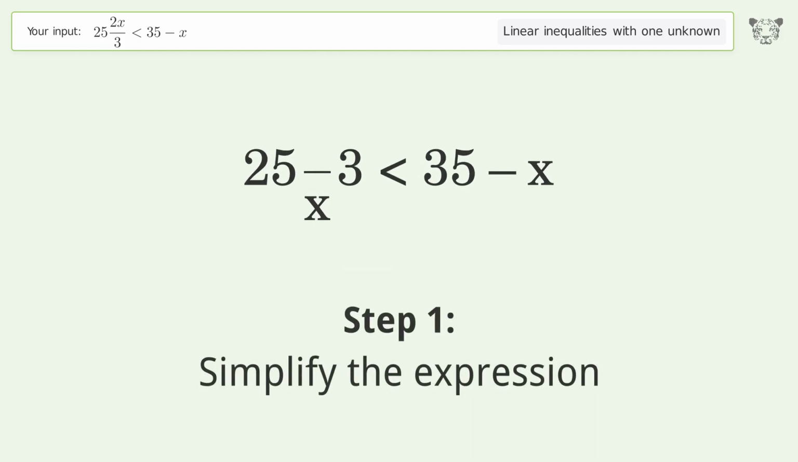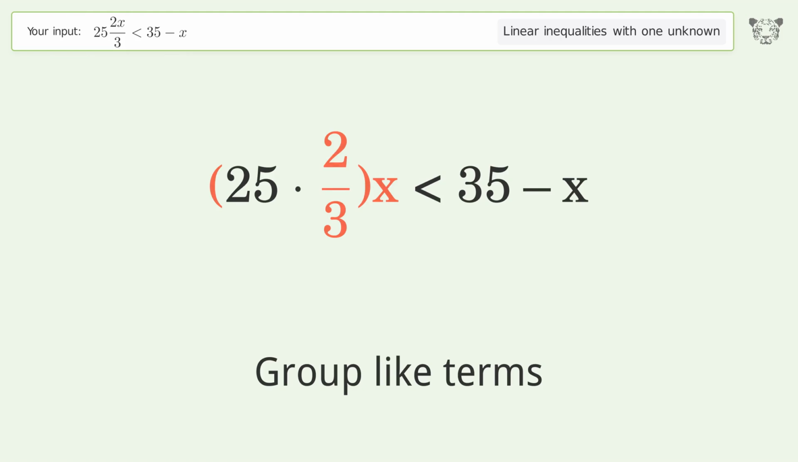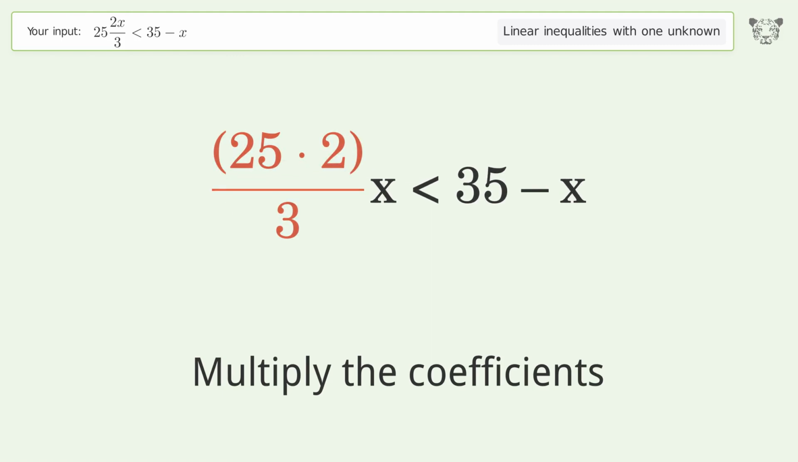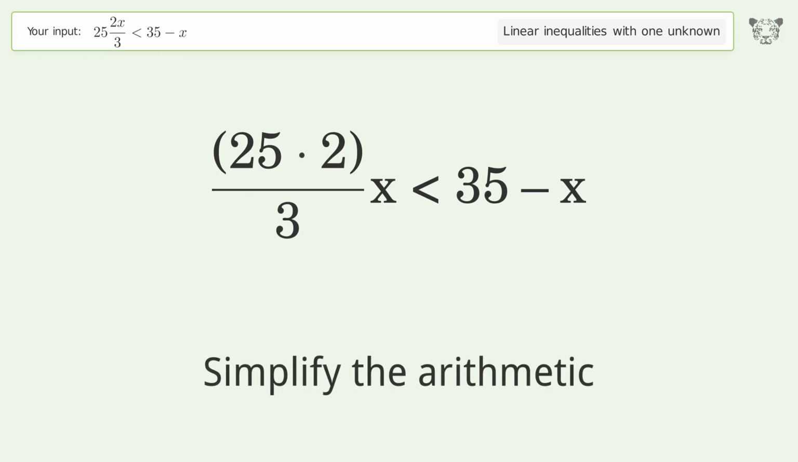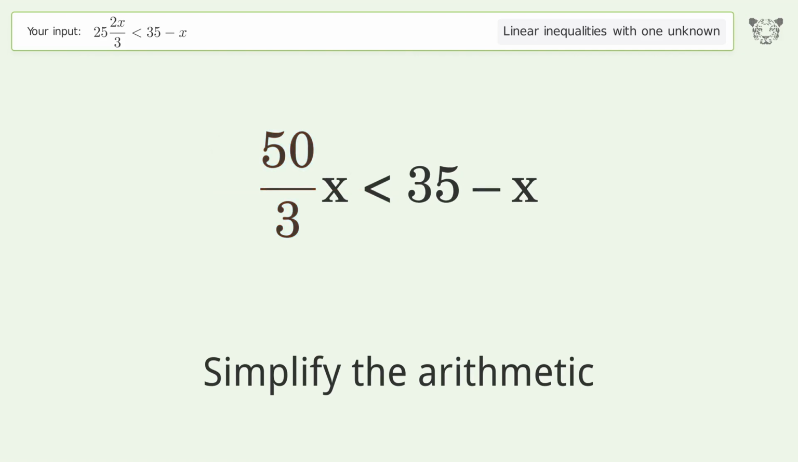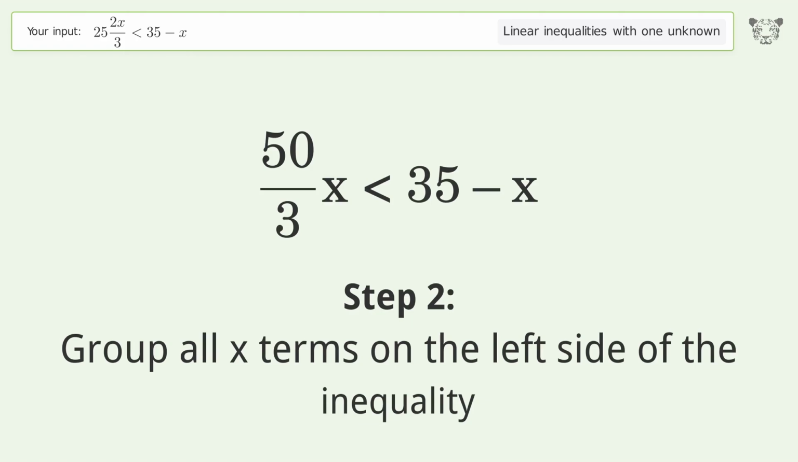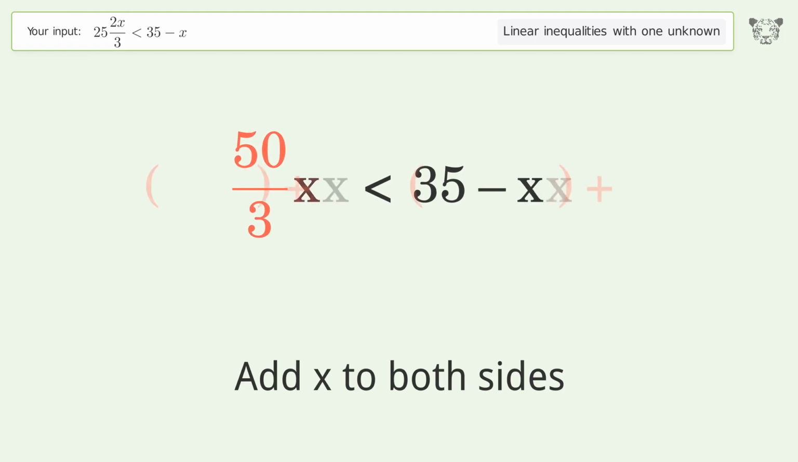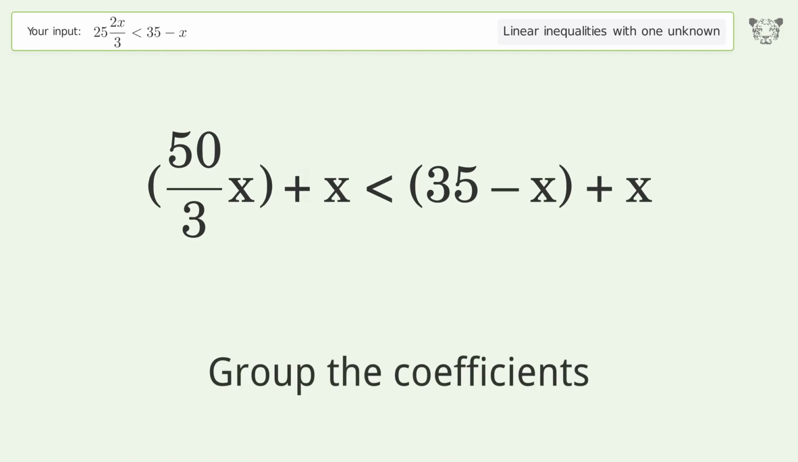Simplify the expression. Group like terms. Multiply the coefficients. Simplify the arithmetic. Group all x terms on the left side of the inequality. Add x to both sides. Group the coefficients.